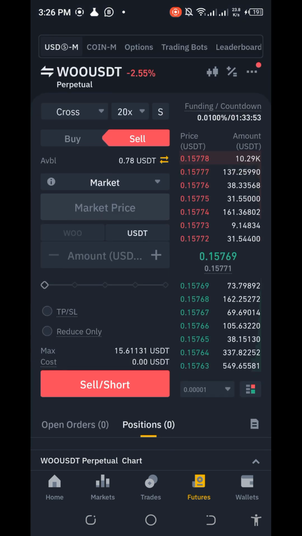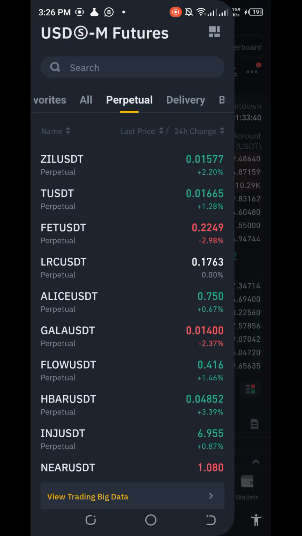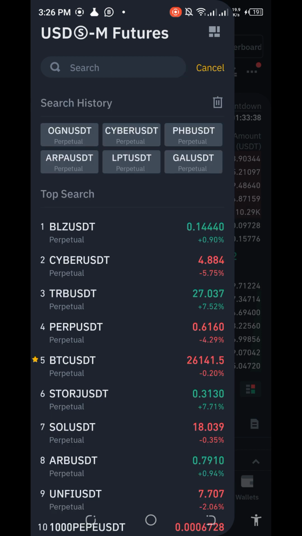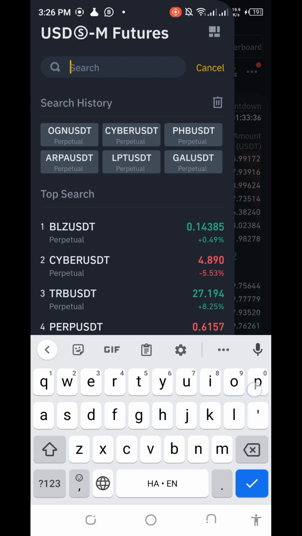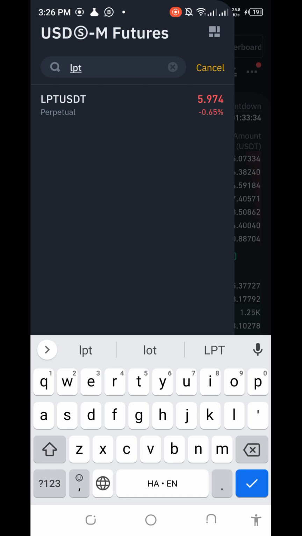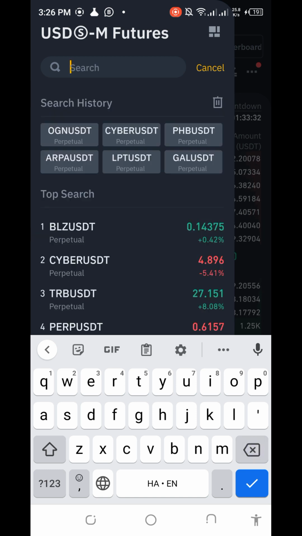Now, someone sent me a signal that I should enter LPT, but what I'm seeing here is another USDT pair. How am I going to change it to LPT? What you have to do is click on this place. Maybe someone drops a signal and you are not seeing that coin there. You just come and type. If the person says LPT, you type LPT and LPT will appear. You just click on it, then you go and put in the signals.